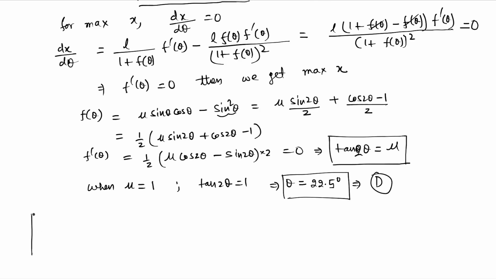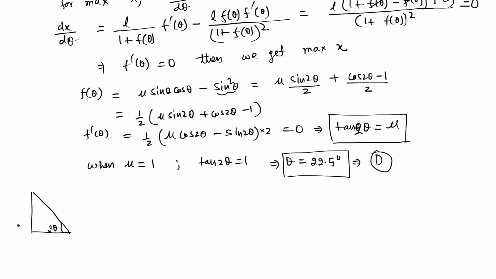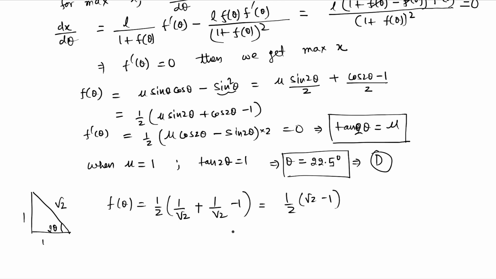Okay, quickly make the triangle. So we have 1, 1, root 2. That implies that f theta is 1 by 2 [sine 2 theta plus cos 2 theta minus 1], so 1 by 2 [1 by root 2 plus 1 by root 2 minus 1], which is 1 by 2 (root 2 minus 1). And then x max is L (root 2 minus 1) by (root 2 plus 1).